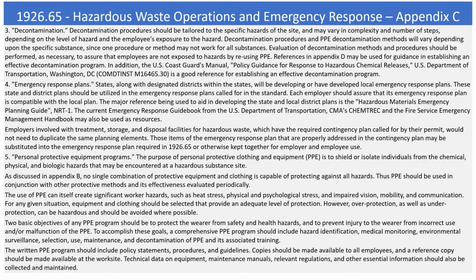Employers involved with treatment, storage, and disposal facilities for hazardous waste, which have the required contingency plan called for by their permit, would not need to duplicate the same planning elements. Those items of the emergency response plan that are properly addressed in the contingency plan may be substituted into the emergency response plan required in 1926.65 or otherwise kept together for employer and employee use.